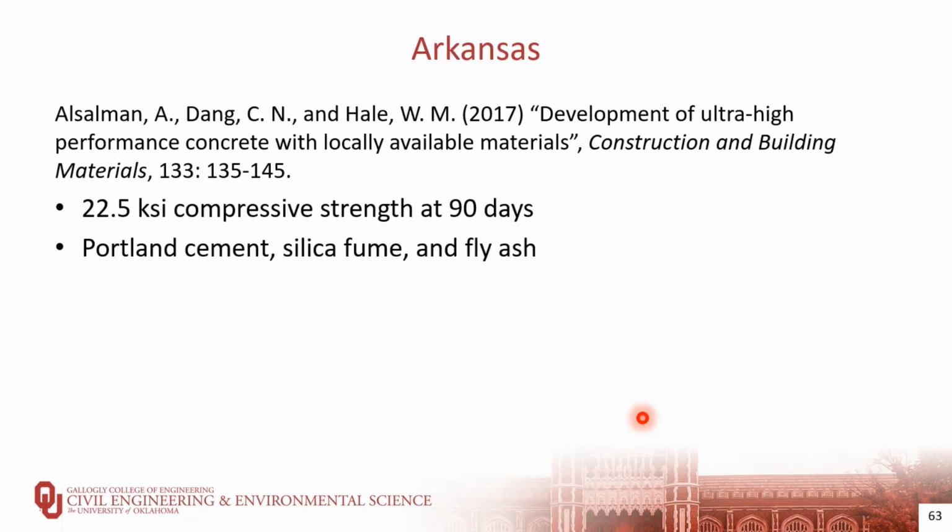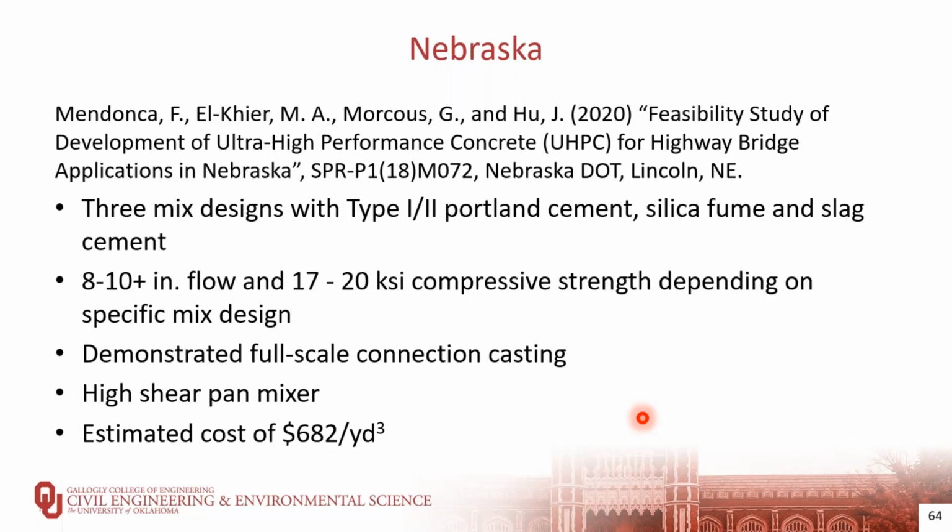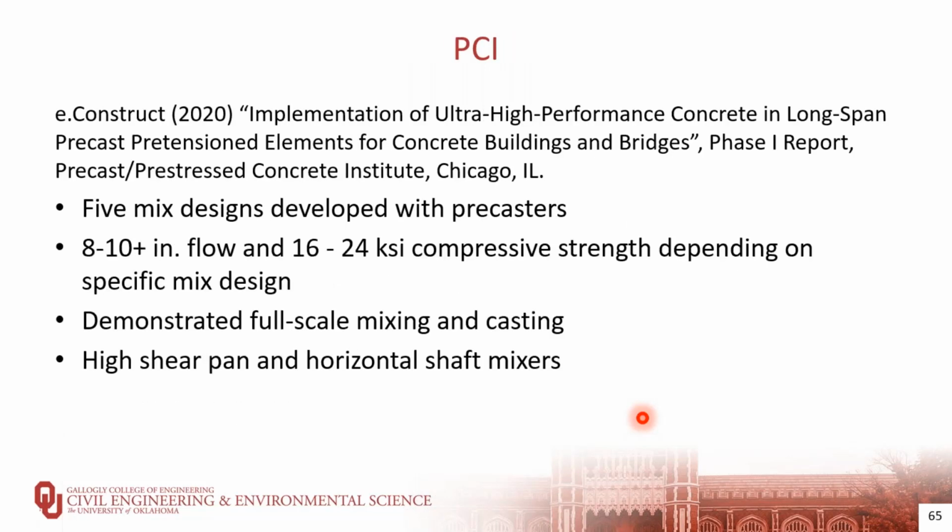The University of Arkansas has done some good work in this area as well, finding a 22.5 KSI compressive strength at 90 days. They included fly ash, hence measuring the strength later in age. And they've also done some work including some larger aggregate sizes. The University of Nebraska did some work for the Nebraska DOT, again found a mix in the 17 to 20 KSI range in compressive strength, had an estimated cost of about $680 per cubic yard.